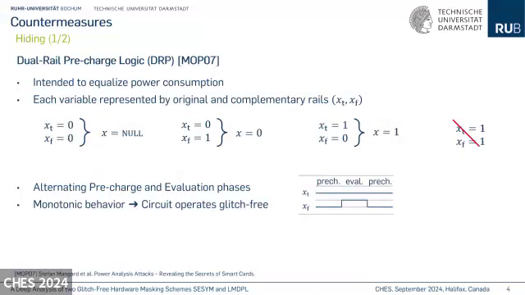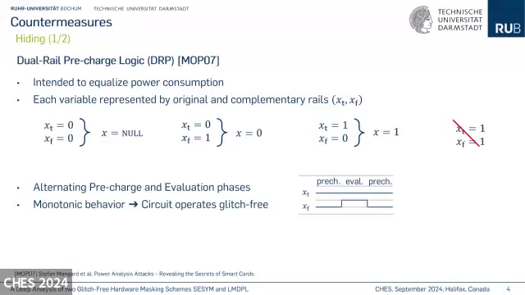Another common countermeasure is dual-rail precharge logic, or in short, DRP. And this is originally intended to equalize the power consumption of the device. This works in the following way: a sensitive variable x is represented by 2 rails, the true and the false rail. And here we have 3 valid states in this protocol. On the left side, we can see the null token, where both of the rails are set to 0. And in the middle 2 cases, the true rail corresponds to the original value, and the false rail always corresponds to the inverted value.